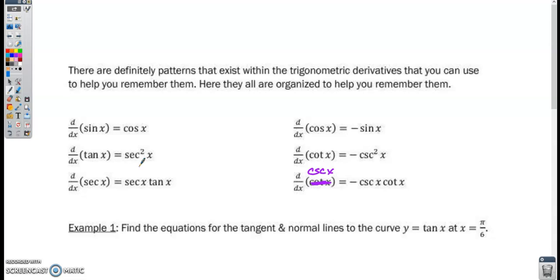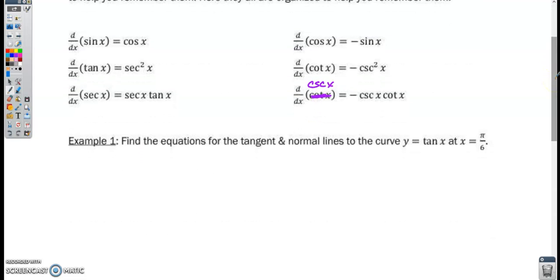All right, let's go ahead and we'll do example 1 here. Find the equations for the tangent and normal lines to the curve y equals tangent of x at x equals pi over 6. So it's been a while since we've done a tangent and normal line. We used to use the limit of the difference quotient to find the derivative, but now we have all these derivative rules to help us out. So this is going to be a whole lot easier for us. So we need 2 things to write tangent and normal lines. We need the point that the line goes through and the slope of the line.